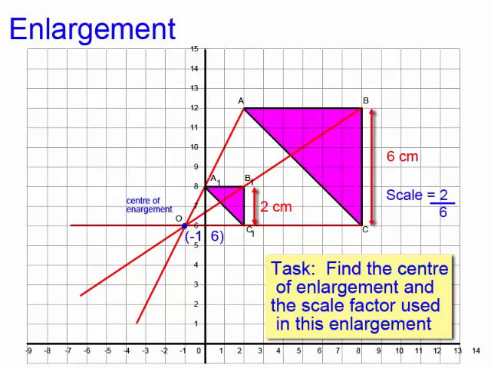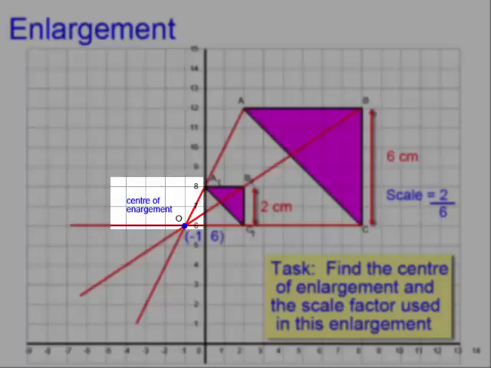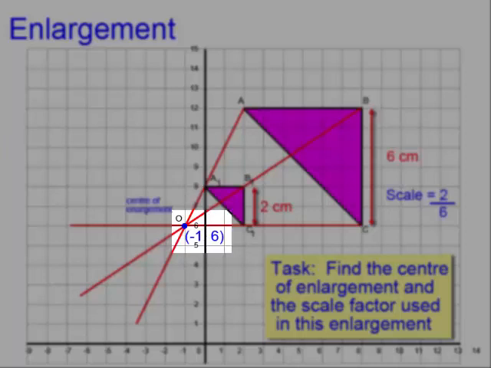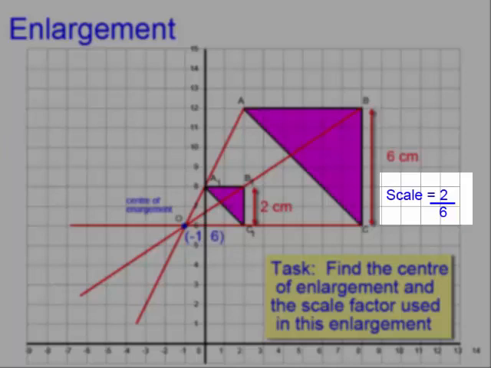Remember, in a question like this you will be asked to fully describe the transformation used in enlarging the large triangle into the smaller triangle. The first thing you will have to do is find the center of enlargement, write down the coordinates of the center of enlargement, and then identify the scale used in the enlargement. And the scale used can be calculated from the lines drawn or from the faces of the shapes.